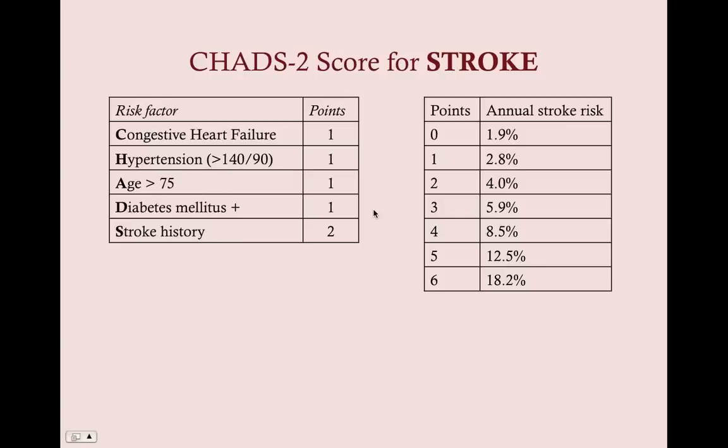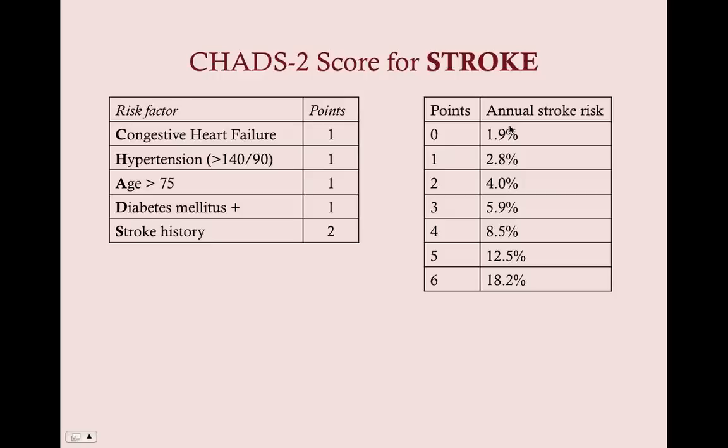Congestive heart failure, that's 1 point. If the patient has hypertension, regardless of whether you're treating it, that's another point. If they're older than 75, that's another point. If the patient has diabetes mellitus, type 1 or type 2, that's another point. If the patient has a personal history of stroke, not a family history, personal history of stroke or TIA, that's 2 points. So you add all these up, and this tells you what their annual stroke risk is, approximately.